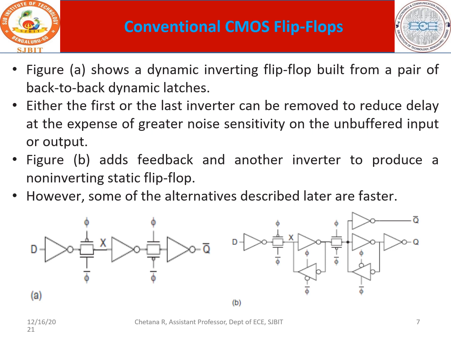Next we have a different type of circuit where you have the feedback path associated. Figure B adds feedback and another inverter to produce a non-inverting static flip-flop. So you had an inverting flip-flop output, but here we are trying to get a non-inverting output. However, some of the alternatives described later will be much better. By adding a feedback and another inverter, see here as I told you 1, 2, 3, 4, you will get a non-inverting signal.